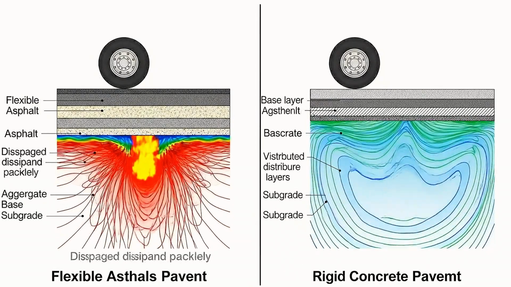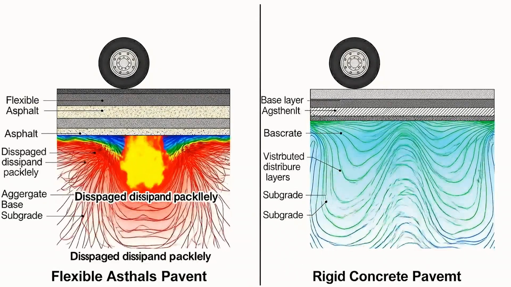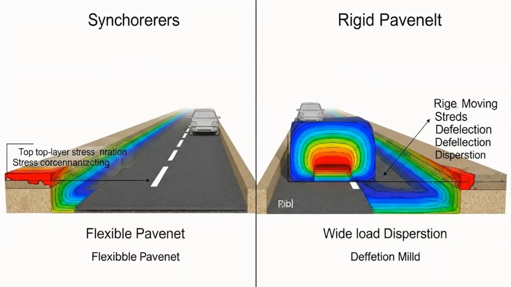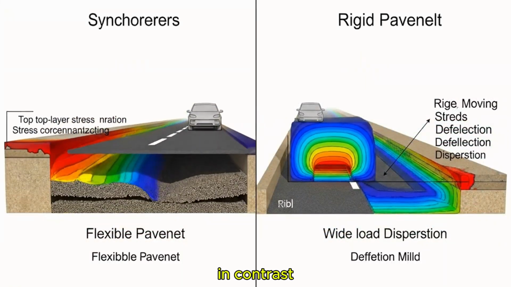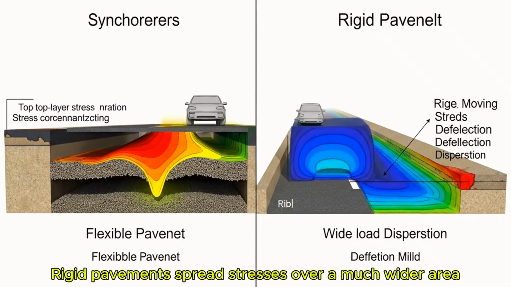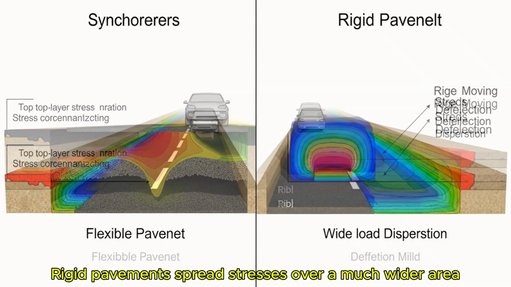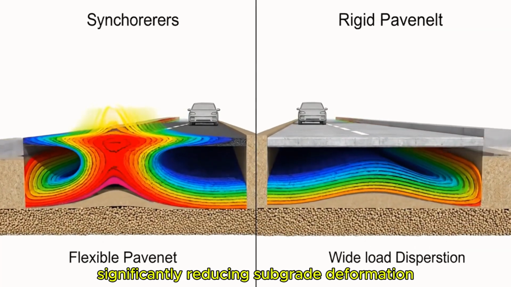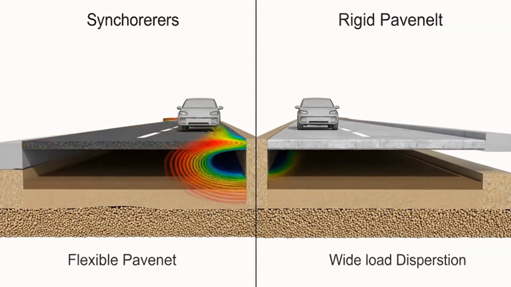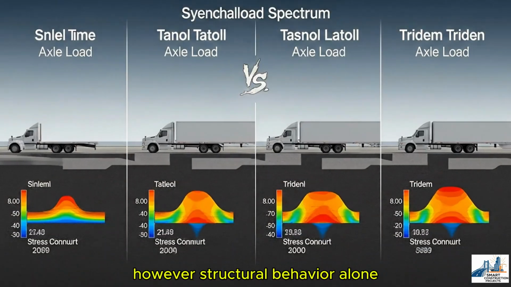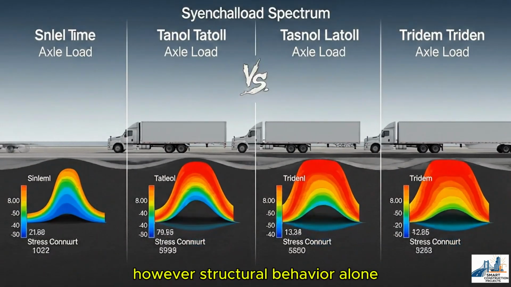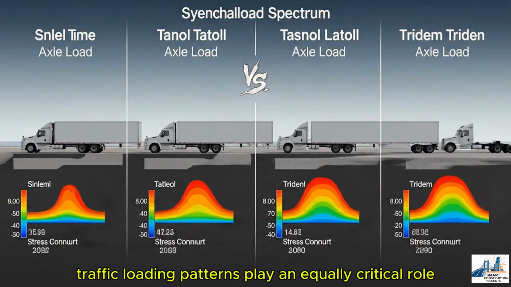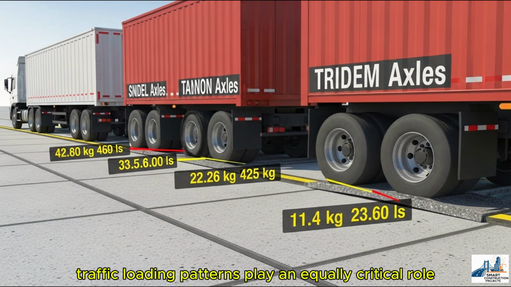In flexible pavements, wheel loads transfer through grain-to-grain contact, concentrating stresses near the surface. In contrast, rigid pavements spread stresses over a much wider area through slab action, significantly reducing subgrade deformation. However, structural behavior alone does not determine performance. Traffic loading patterns play an equally critical role.